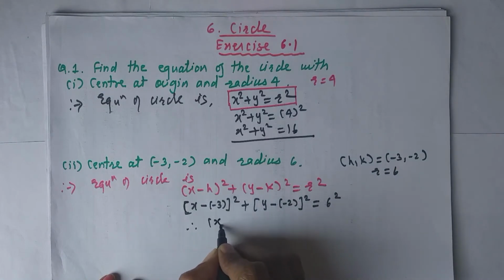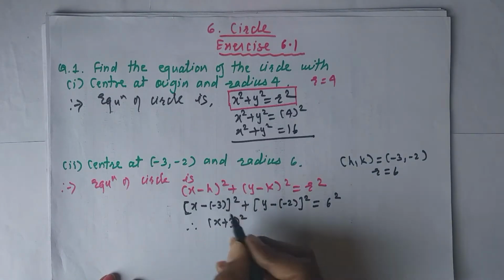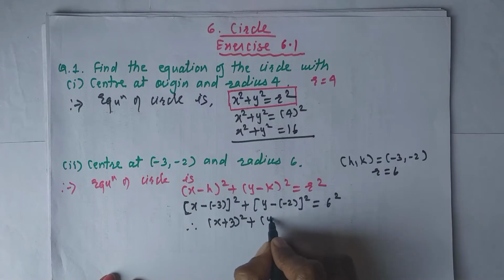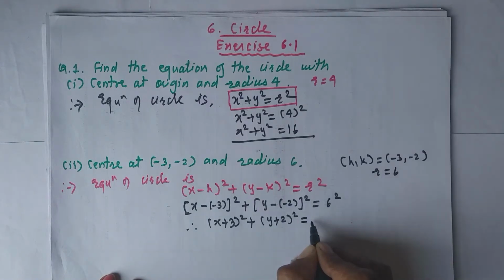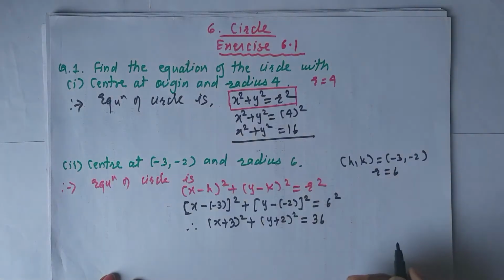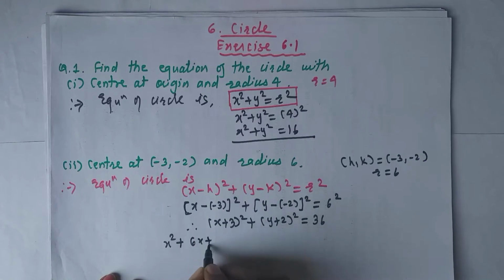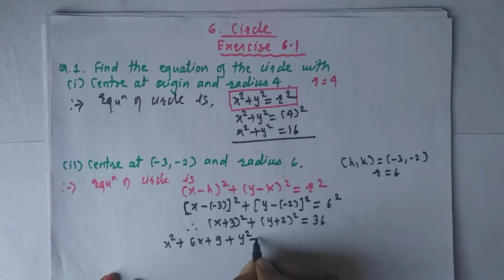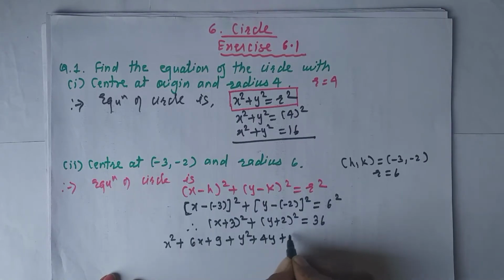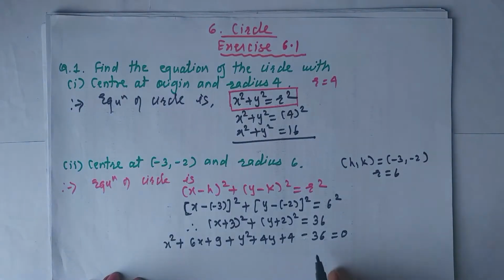Therefore, this means (x + 3)² + (y + 2)² = 6², which is 36. Now simplify this. Expand the first bracket. This will be x² + 6x + 9, then y² + 4y + 4. Take this 36 to the left-hand side. Then this will be -36 = 0.